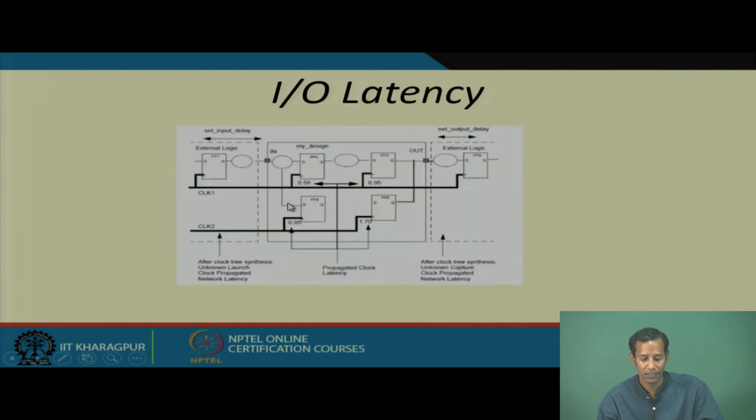This IO latency we have already seen. Suppose this is my block, this is my design, and this is the external block connected to my design. This is the amount of input delay to my design. And if my block is again connected with some other blocks, then the amount of delay requirement from this particular output to the input of the other blocks is the output delay, which you have to consider while designing the circuit.